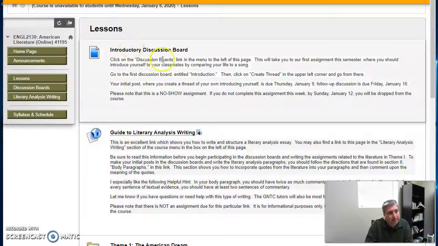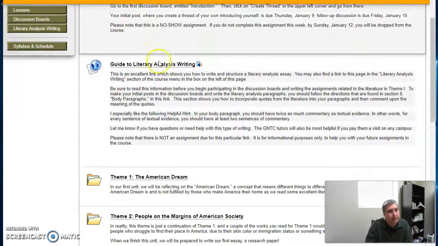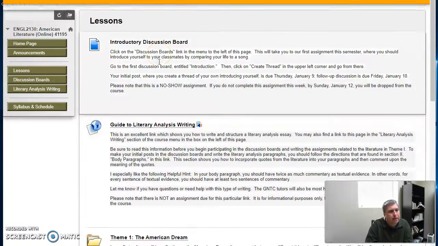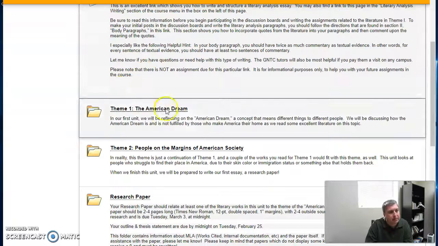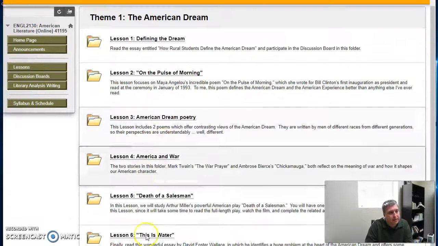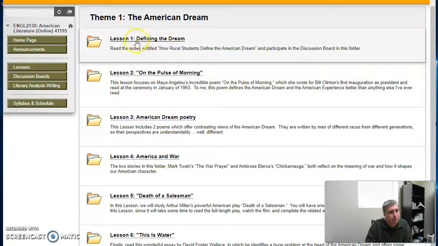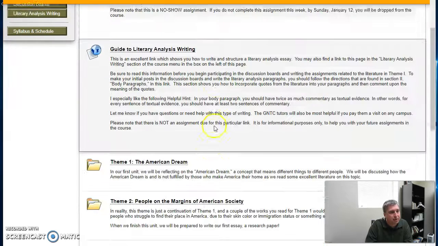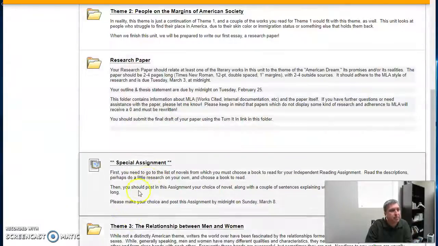So after you do the introductory lesson here, then you need to go down to theme 1, the American Dream, and then lesson 1, etc. Go all the way to the end, and of course you click on the folder, and it gives you more information and due dates and all that. And then when you're finished with it, you go to theme 2, and then you write your research paper.